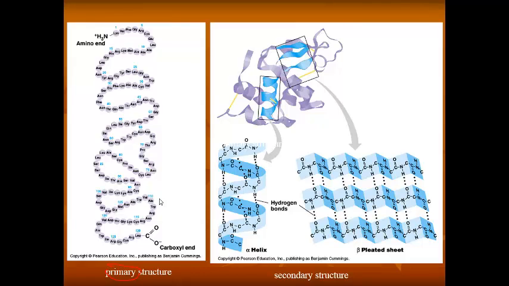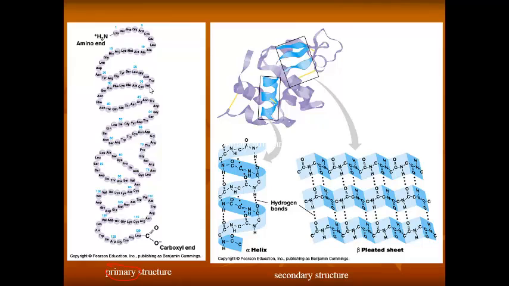The primary structure, or the linear sequence of amino acids, is ultimately what's going to determine the structure or the shape of a protein. Remember, the shape of the protein is what's going to determine its properties or its functions within the body.